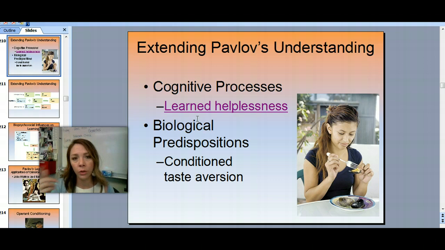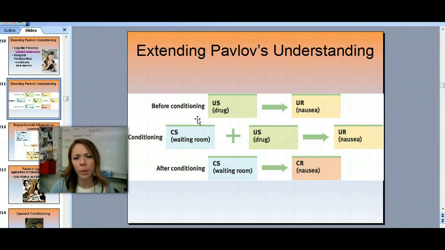So extending, here's some more we talked about with humans. The unconditioned stimulus, so having a drug that makes you nauseous. These two things are not learned. But if you always wait in the same room at the doctor's office for a drug that makes you sick, then every time you wait in the room, you feel sick. So here's the conditioned part of the classical learning, okay? We don't need to go through that.